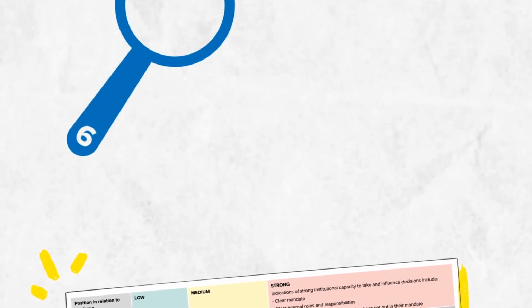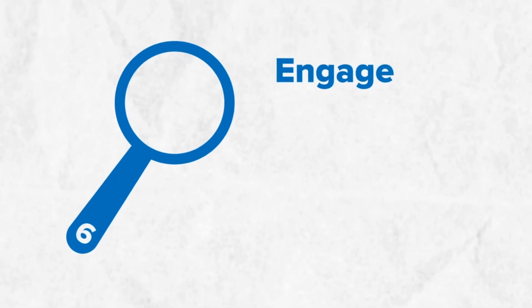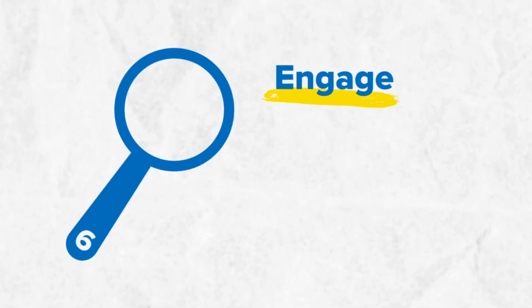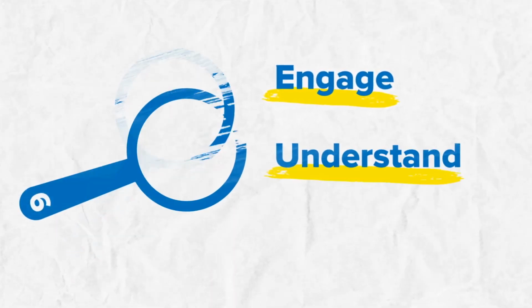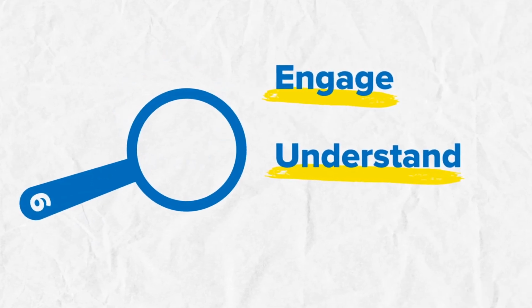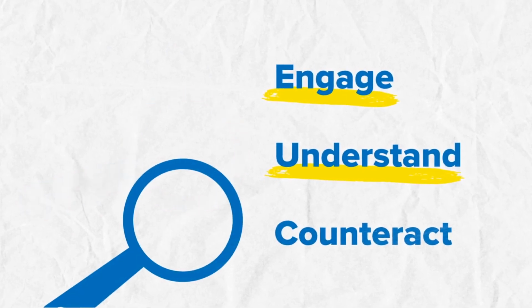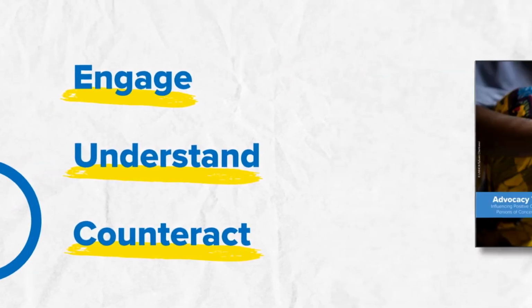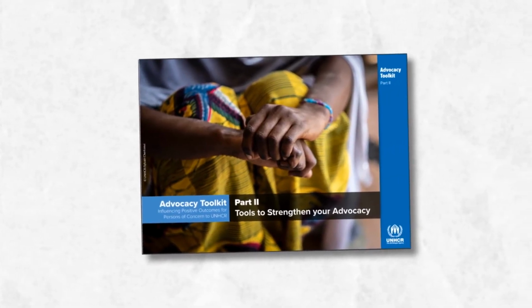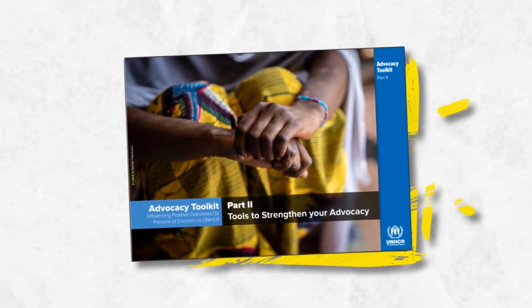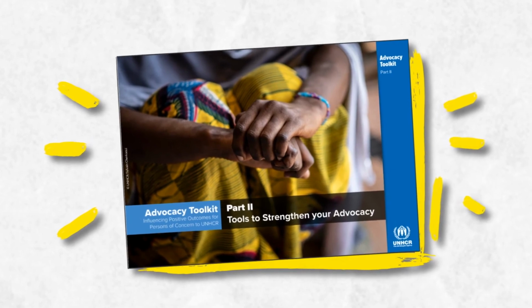Once you've completed the stakeholder analysis, you will know which influential stakeholders to engage. You will also understand the importance of the problem to the different stakeholders to tailor your tactics and messages. And you'll know which influences and negative messages to counteract. To learn more about the Stakeholder Analysis tool, please go to the UNHCR Advocacy Toolkit.